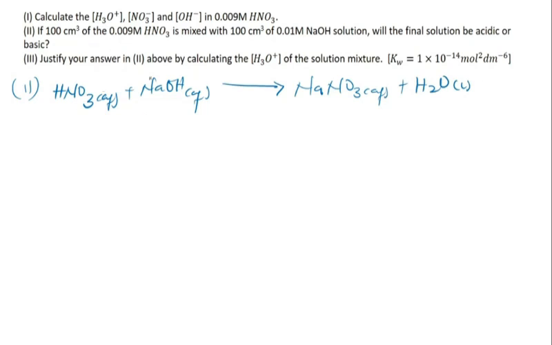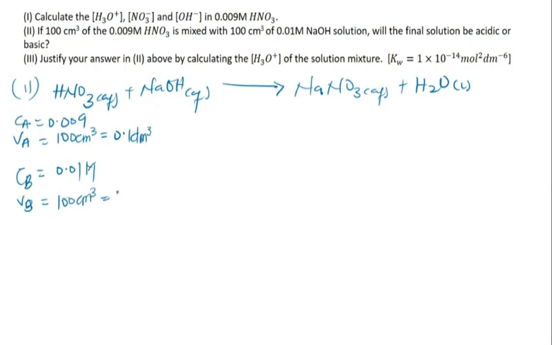Now for the acid, I'm going to use the concentration as Ca and the volume as Va. So the concentration of the acid is 0.009. Then the volume of the acid is 100 cm³, which is equal to 0.1 dm³. Now for the base, the concentration of the base is 0.01 molar. Then the volume of the base is also 100 cm³, which is equivalent to 0.1 dm³.